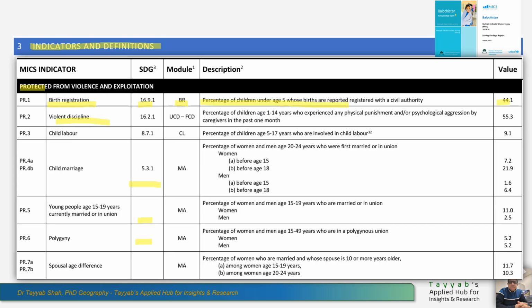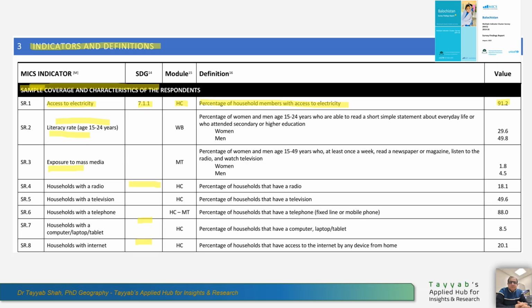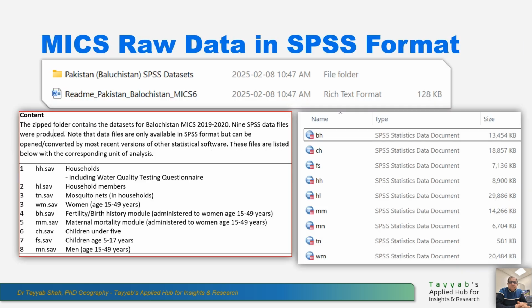Then you have indicators on protection from violence and exploitation. So they have birth registration, violent discipline, and child labor, which many people use as an indicator for research. Child marriage is also an issue in some countries. So they have different kinds of variables available from a research point of view. I just want to go through these variables so you can get some idea how you want to focus your research in this case.